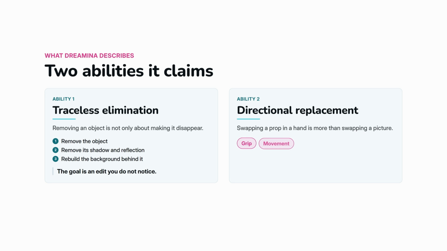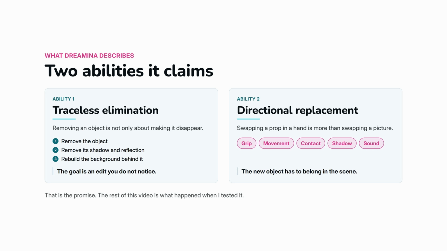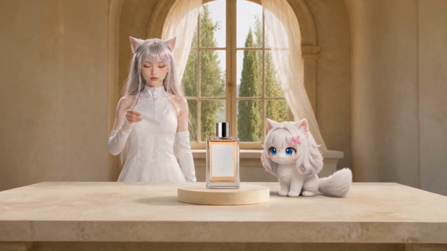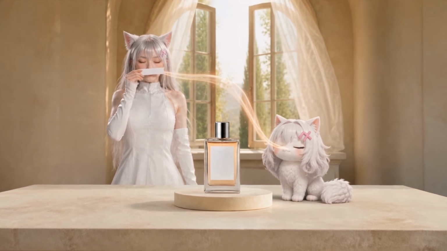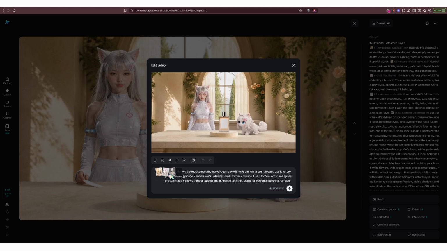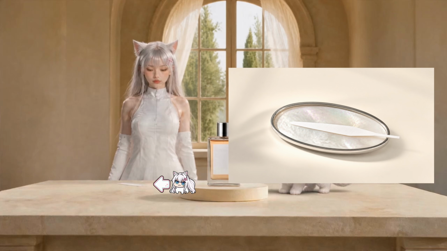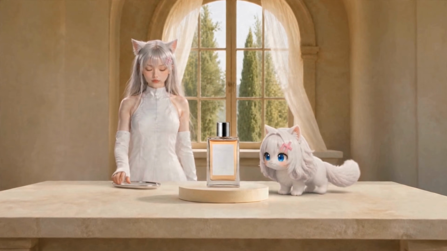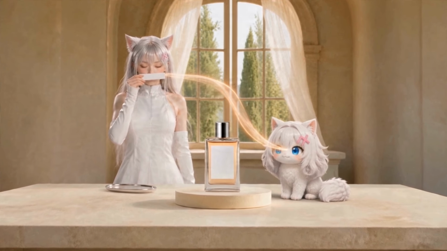The second is described as directional element replacement. This is more complicated than changing a color or replacing text on a wall. If I replace a prop in a character's hand, the grip, movement, contact, shadow, and sometimes even the sound may also need to change. The new object has to belong naturally in the scene. That is the promise. Now I want to see how well it works in a real shot.